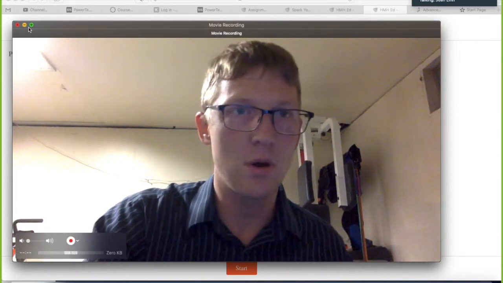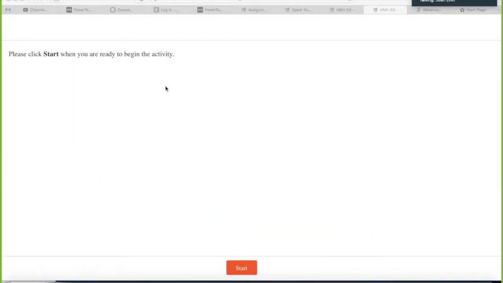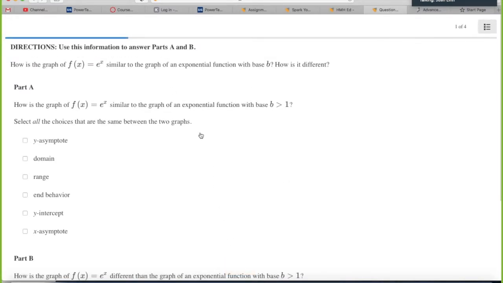So this is for 8.2, and away we go. Oops, sorry. How is the graph f of x equals e to the x similar to the graph of an exponential function with a base b? How is it different? Remember, these are the two different graphs, and we can compare them. How is it similar to a graph of an exponential function with base b greater than 1?